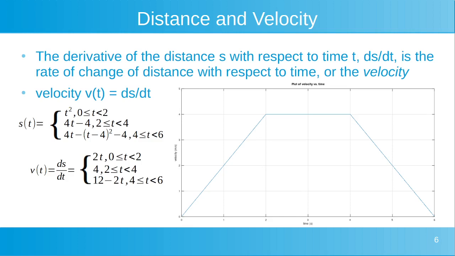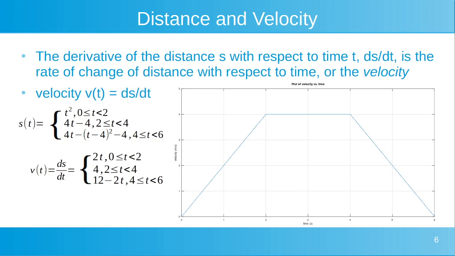Looking at our first sub-function, t squared, the derivative of t squared with respect to t, using our power rule, is 2t. Our second sub-function, 4t minus 4, has a derivative with respect to t of 4. And for our third sub-function, its derivative with respect to t works out to be 12 minus 2t. So now, using calculus and finding the derivative, we've determined the velocity of our object as a function of time.